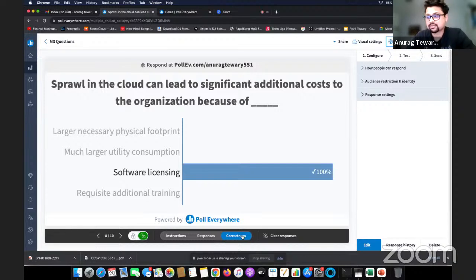So this is more of a management control you need to put in place, having some governance on top, where there is a process, or a group of administrators, who check what is being used, why it is being used, and who is using it, so that you have visibility on the usage. The other closest answer could have been larger utility consumption, but utility consumption is not that high of a significant cost, as it is typically rolled up into the per instance cost anyway. So it's the software licensing that is really the significant cost element here.